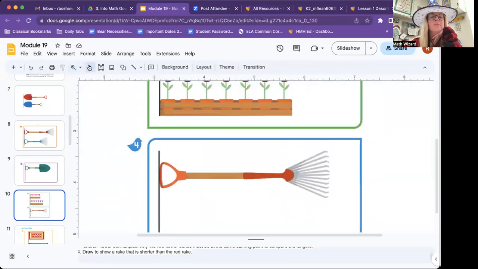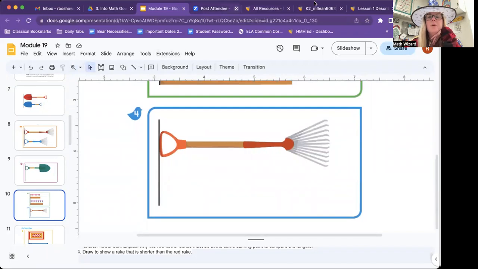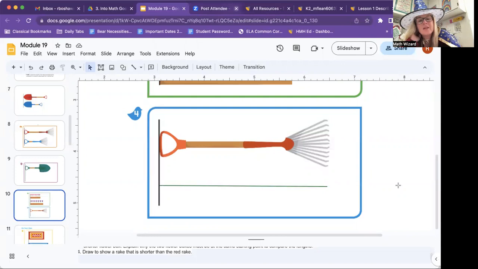Here we go. Okay. So I'm going to draw a line that is the same length. Yeah, the math wizard has a hard time drawing straight lines here sometimes, huh? That's okay. Here we go. Here's a line that is about the same length as the rake. Remember, you want to draw to show a rake that is shorter. Now, if you don't feel like drawing a whole rake, it's cool. You can draw a line, but you need to draw one that's shorter.